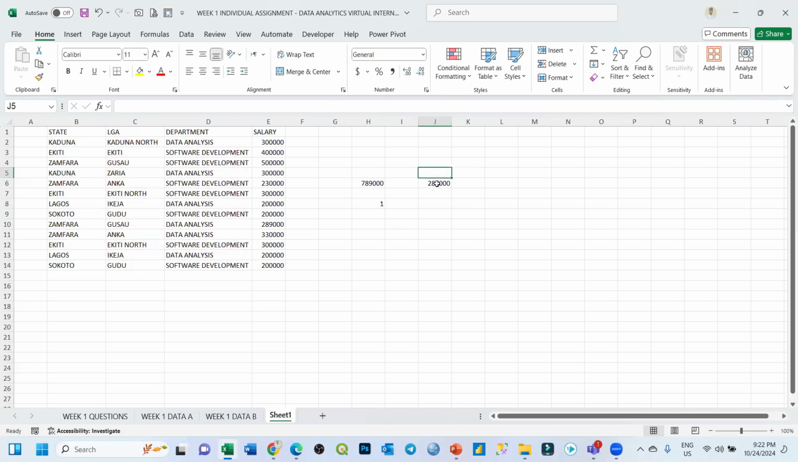And that's why we got only 28,000. And this is where this 28,000 is. You see, this is the only 1% that we have that is working, that is from Zamfara State under Gusau LGA, working under the Department of Data Analysis. So this is what this SUMIFS is all about. And I believe you understand that.